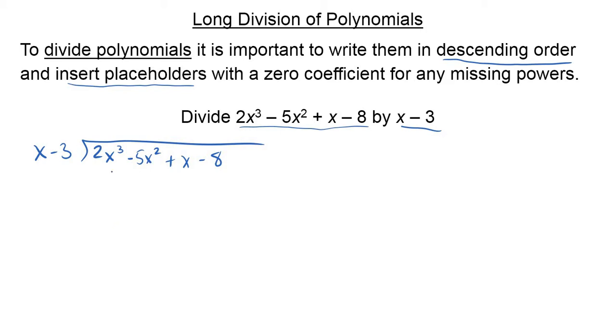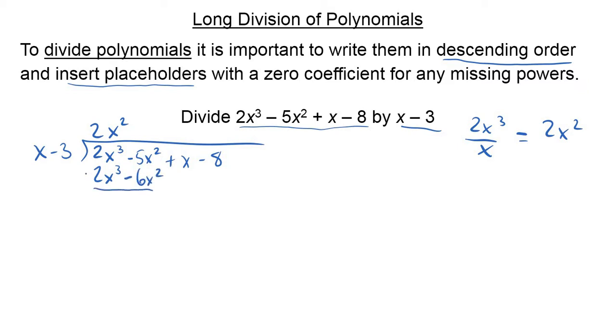So I'm going to do x into 2x cubed, or in other words, what's 2x cubed divided by x? Think about if I simplified that. Well, that would just be 2x squared, wouldn't it? Or in other words, x times 2x squared would equal 2x cubed. So it's going to be 2x squared. Now watch the next step. Multiply this times this whole thing, and we're going to write them underneath. So 2x squared times x, 2x cubed, 2x squared times negative 3 is negative 6x squared.